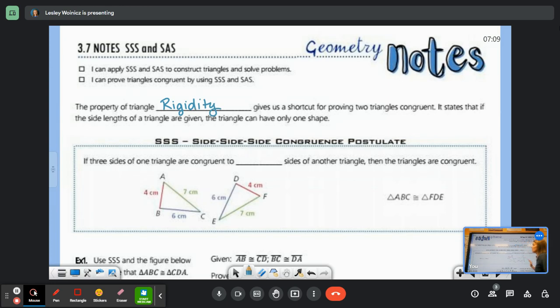It gives us the shortcut for proving two triangles congruent. It states that if the side lengths of a triangle are given, then the triangle can only have one shape. Like you can't make two different triangles that have the same side lengths. It's not possible. They're going to be the same triangle.